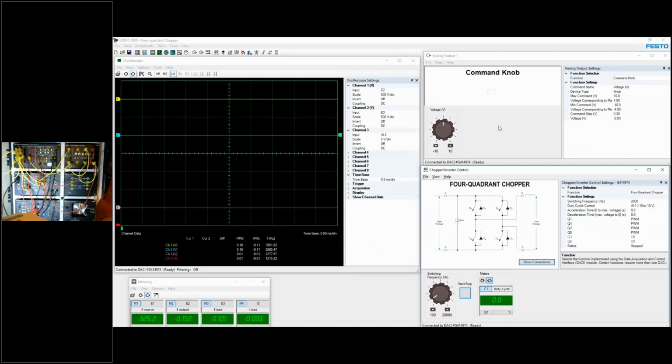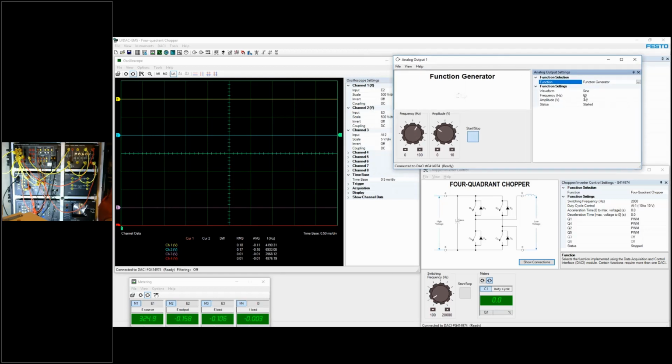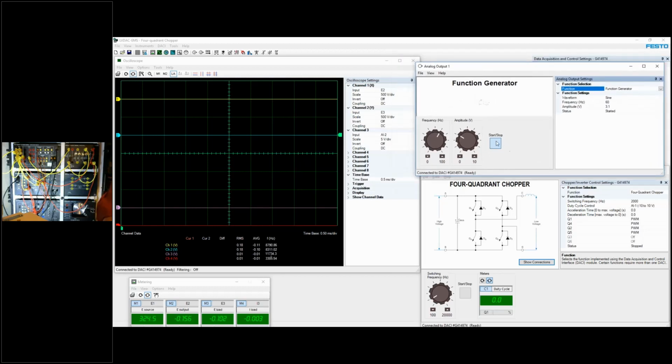With the software, the only thing I will change here is my analog output. Instead of being controlled by this command knob, I will control it with a function generator. And again, you could use any function generator you have in your lab to generate this signal. I control its frequency, 60 Hertz, and its amplitude. Again, I don't want to go above the rating of my resistor, so I limit it to 3 volt output. And I will just launch it now. No, sorry, not this one, but this one here.